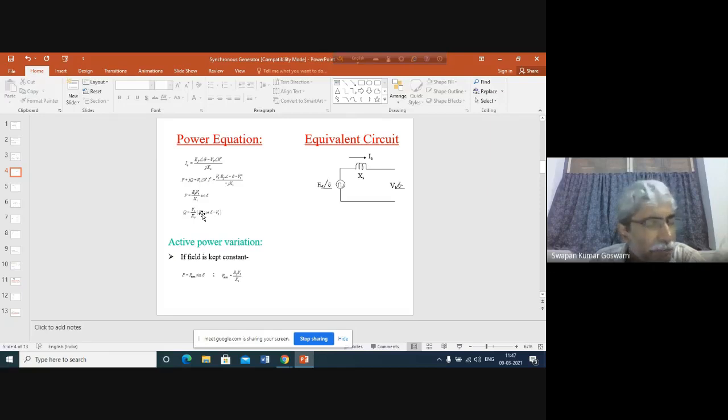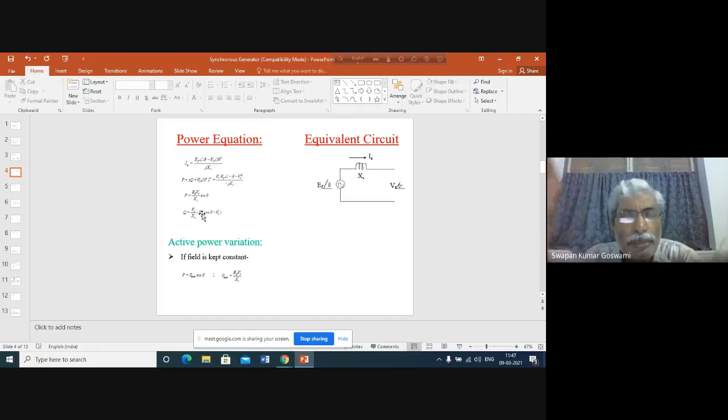Is it clear? The assumption that we have made is that we shall not be changing the value of P, active power variation will not be allowed. That means we shall not be attempting to change delta directly, or change the speed of the generator directly. Then the generator will be rotating at synchronous speed.